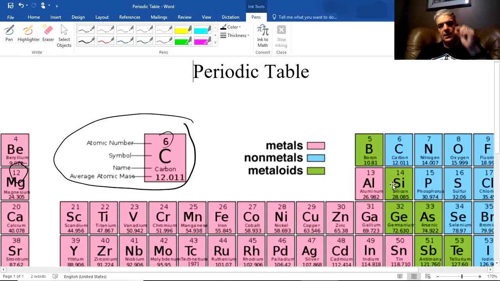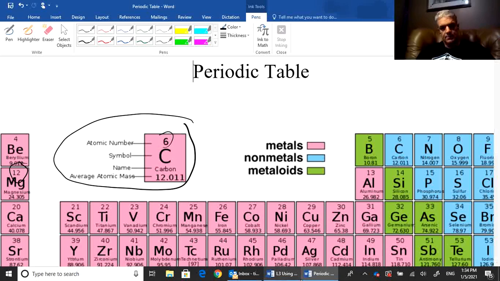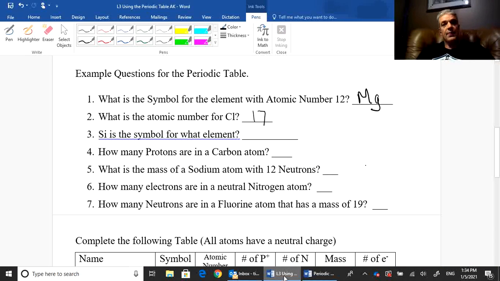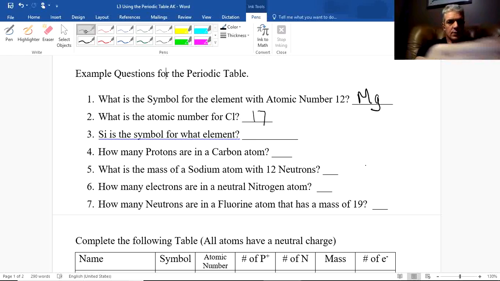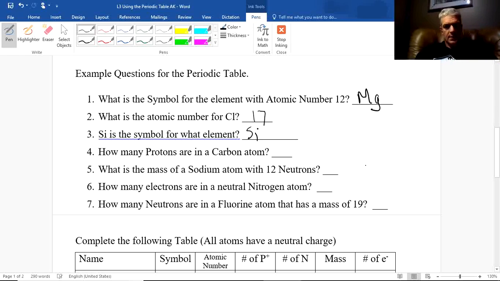It is a little hard to read. These aren't the most detailed, especially when you're an old fart like me. It's kind of hard to see them. So anyway, that is silicon. So I can write that answer in. So turn my pen back on. Silicon. Okay? Now if you want, I could be just typing these answers in as well. That's fine. And then how many protons are in a carbon atom?